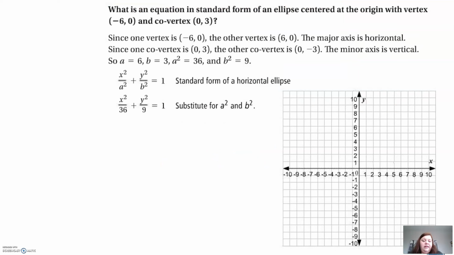So here we have a problem completely worked out for us. And we're asked what is an equation in standard form of an ellipse centered at the origin with vertex -6, 0 and co-vertex 0, 3. So when we go to set up problems like this, I'm not going to really worry too much about A and B.